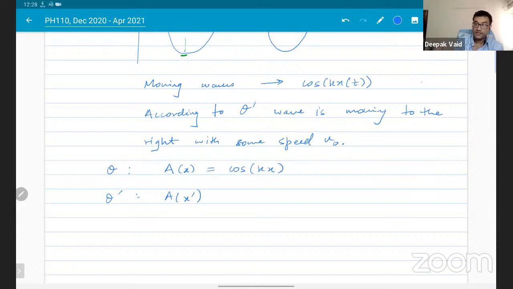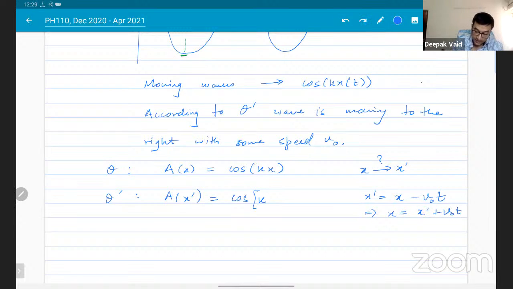It is this. What about the expression for the wave in the O prime coordinate system? Now I have to change from x to x prime, right? How do I go from x to x prime? Well, the simplest thing I can do is a Galilean transformation. I can write x prime is equal to x minus v naught t. So what will the wave become as seen by the moving observer O prime? It would become cosine of k and x. So this would mean that x is equal to x prime plus v naught t.